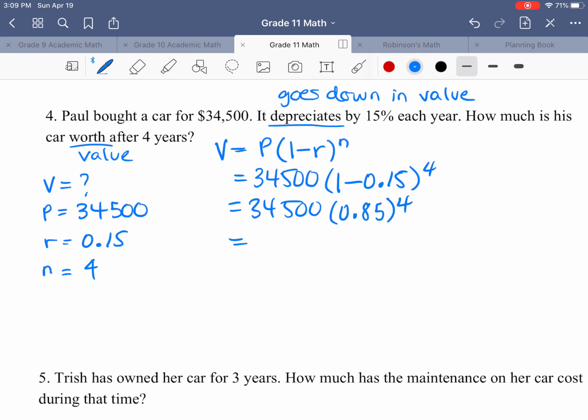You should be able to put that all in your calculator. But if yours doesn't do BEDMAS for you, make sure you do the component with the exponent first. Multiply that all together, and we get $18,009.22, which is a rounded number. So after 4 years, this is how much Paul's car is worth.